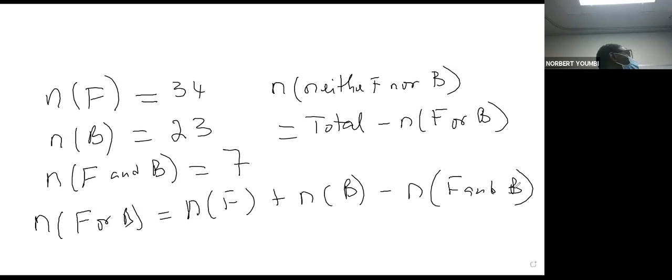I'm just confused why the 7 is important for how we're asking for categories that they don't play sports. So why is the 7 even important if it's just 34 plus 23 for how many athletes play sports?